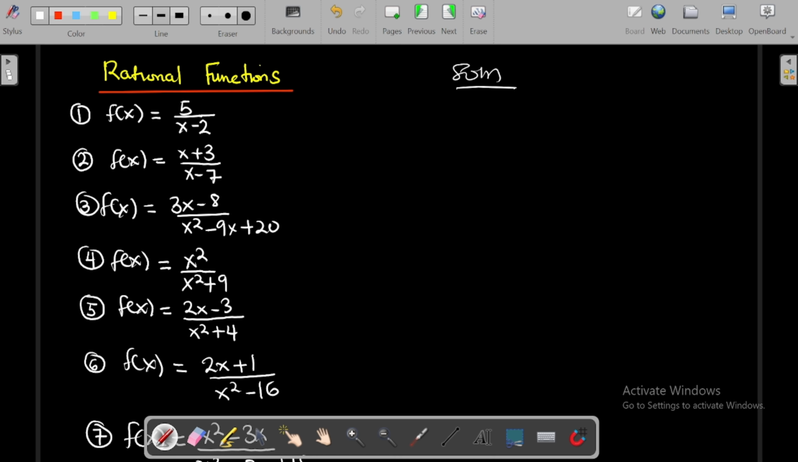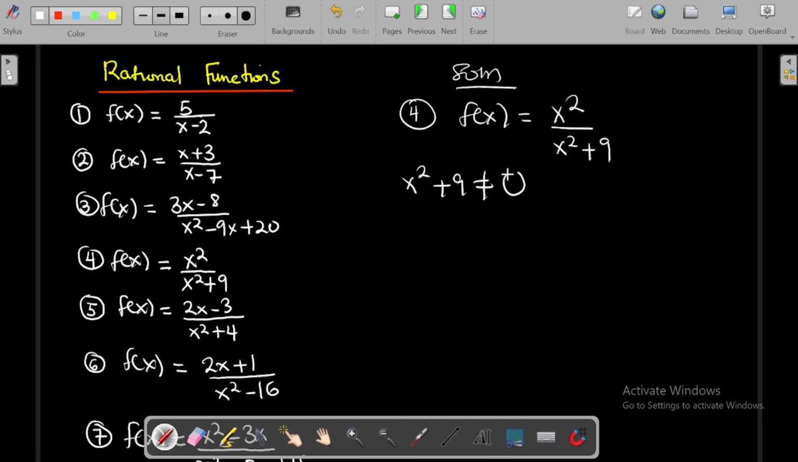So our next question is the fourth question. Our fourth question is f of x is equal to x squared all over x squared plus 9. For this one, it is a rational function. It doesn't have any square roots. What we do is that we equate the denominator not equal to 0. And then once you have x squared plus 9 not equal to 0, we ask ourselves, what number do we put inside this expression to make this function undefined? You realize that for this particular one, you're not going to have any number that when you put into this x squared plus 9, you get undefined, or you get the value to be 0.